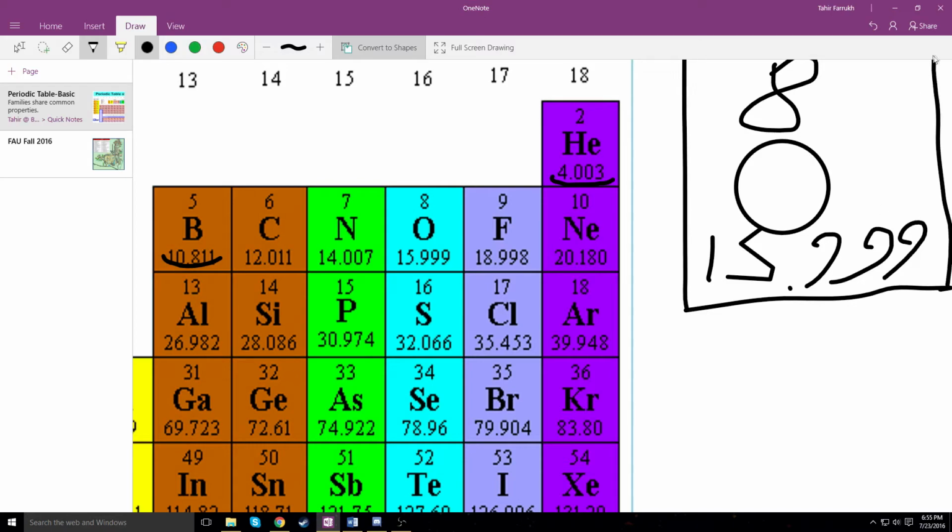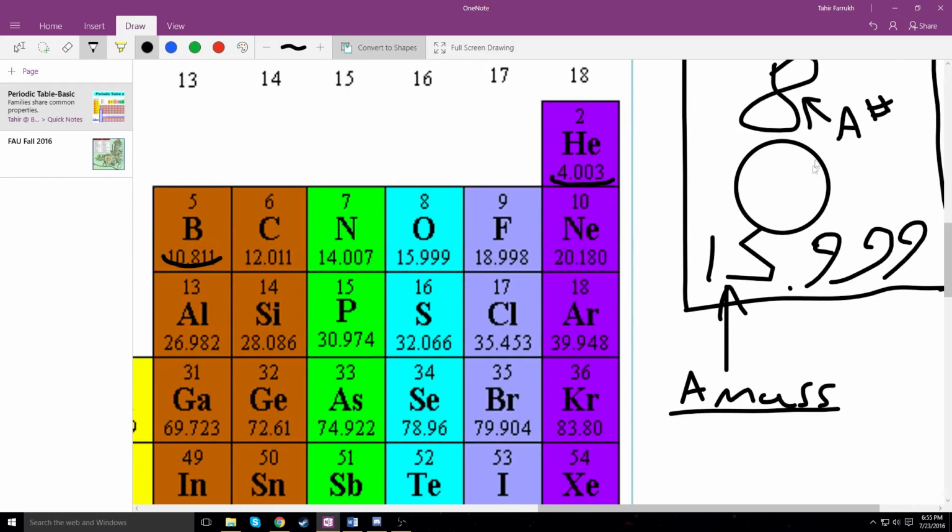So, what does this mean about the element? This means that this element has an atomic number, right? We call this the atomic number of 8. So oxygen has an atomic number of 8 and atomic mass of 15.999, or simply 16. So what is the atomic number?